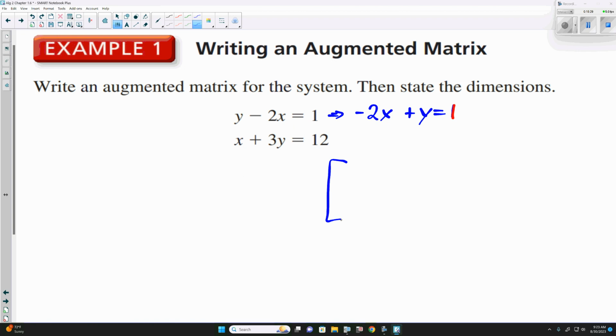So when we write the augmented matrix, we're taking the numbers from it. So for the first one, the number in front of x is -2, the number in front of y is 1. It would be positive, so we just write 1. And our last one is 1. So the first one, we have -2, 1, 1. How about the next one?